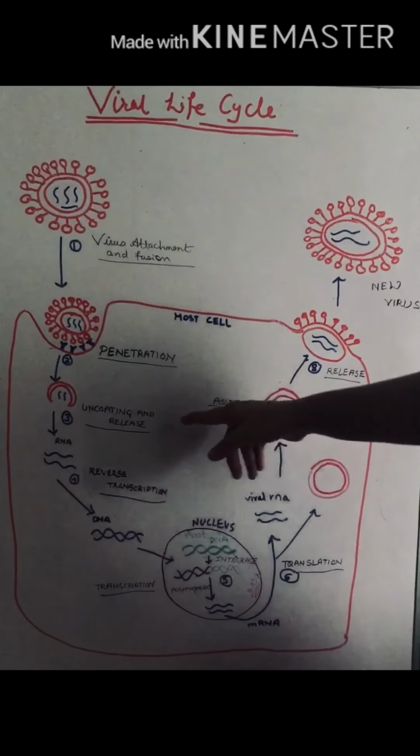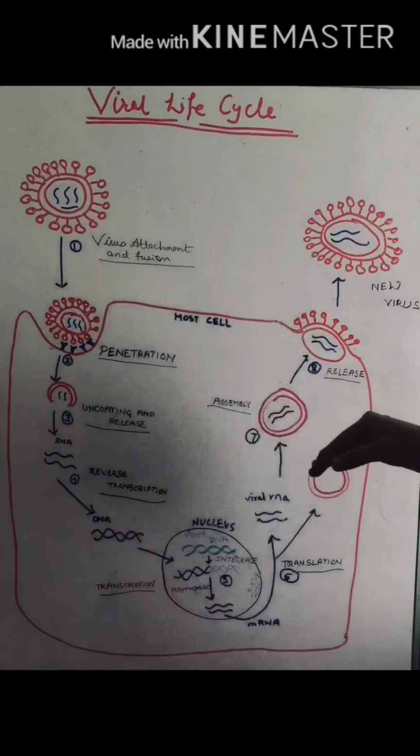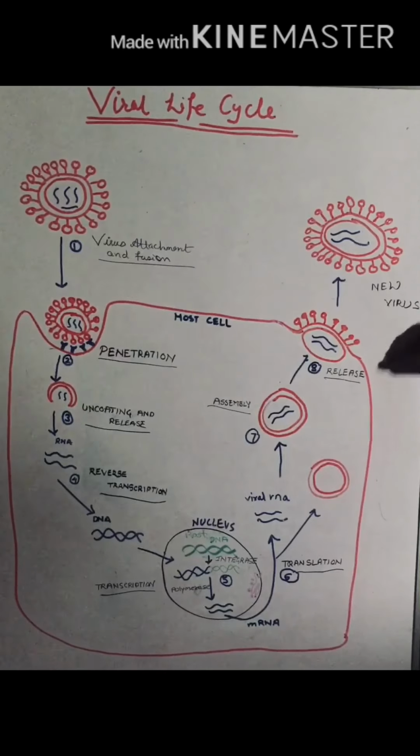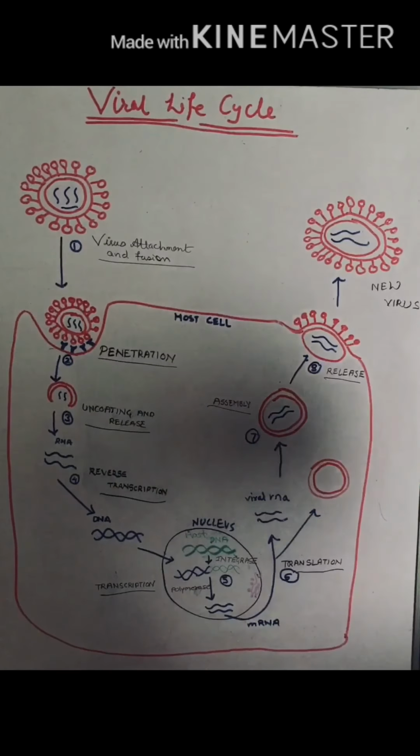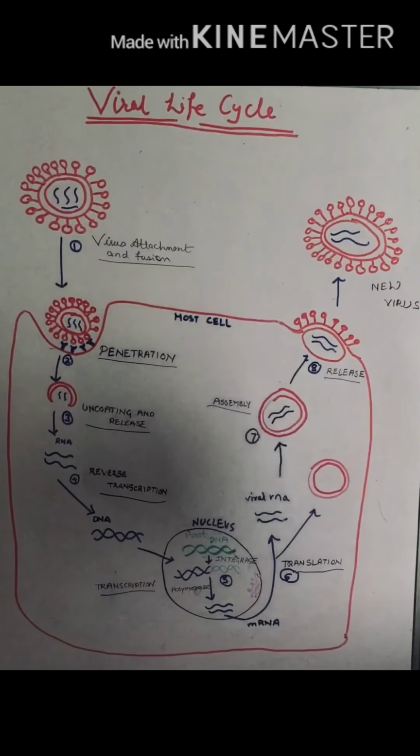The next step is uncoating and release. In the uncoating step, the virus is surrounded by a protein, as I have already said. It releases the genetic material. Again, in a virus, the genetic material is either RNA or DNA. It releases the genetic material.